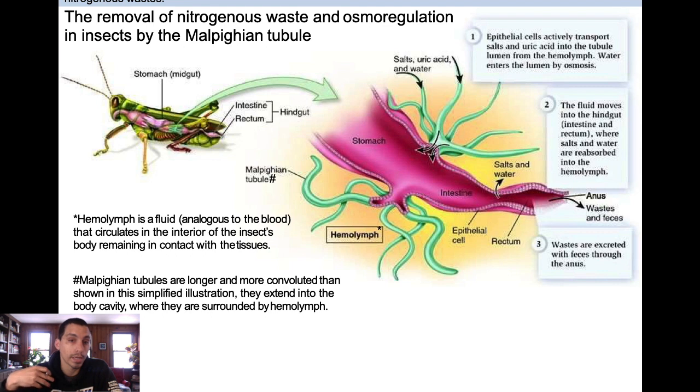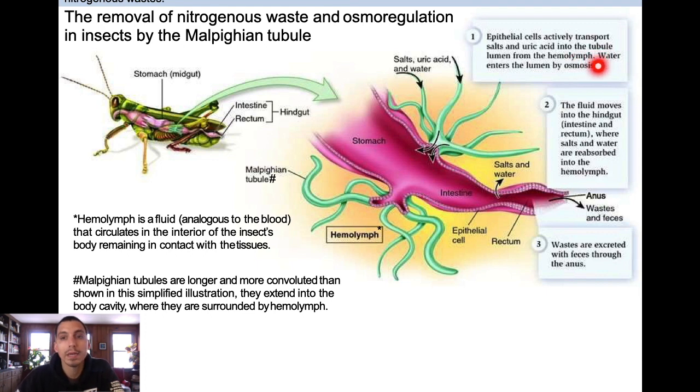Our blood, as we know, is always in vessels. An insect has what's called an open circulatory system, so it's all just circulating in the interior of the insect's body. Basically, the interior of the body is bathed in this fluid, and that fluid is called hemolymph. And so the tubules will actively transport salts and uric acid into the tubule lumen from that hemolymph.